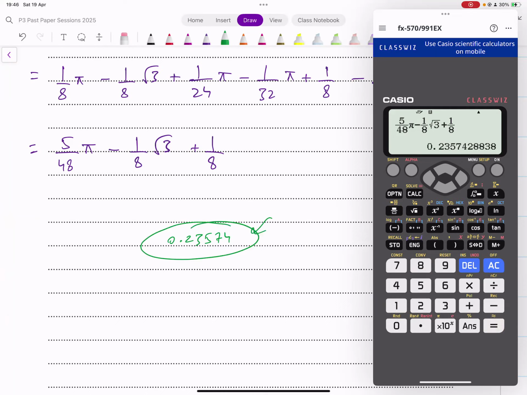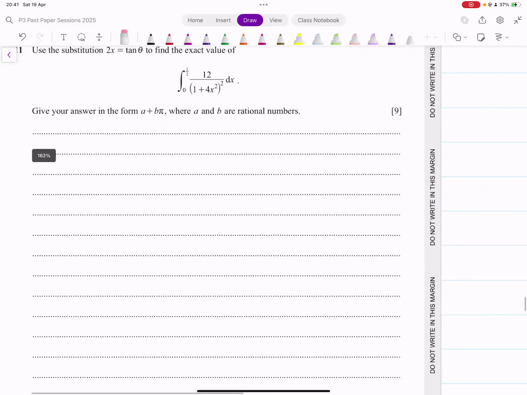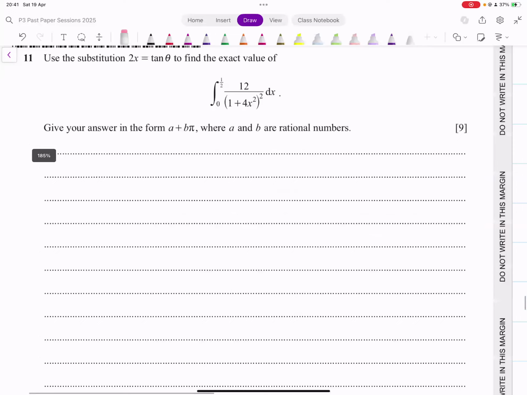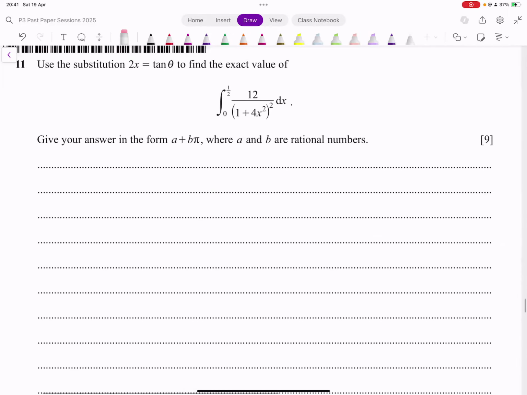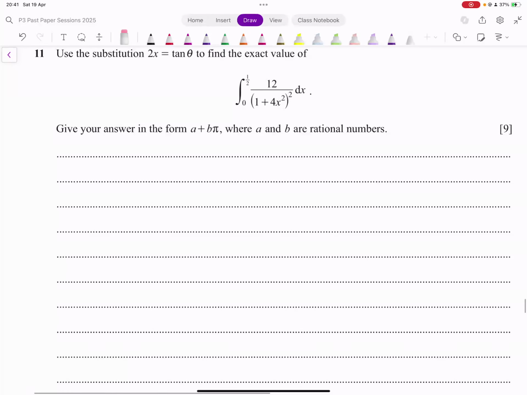Okay, if it's not correct, that means you might need to check your working again for any careless errors that you might have done. Next, we've got question number 11. That's the last question for today, and that's substitution. A lot of people have asked about this. Let's try this now. Use the substitution 2x equals tan of theta to find the exact value of this integral, and that's just one single part of 9 marks.